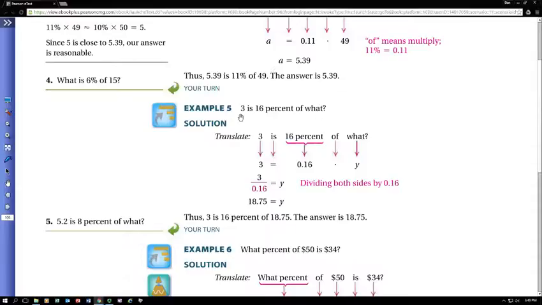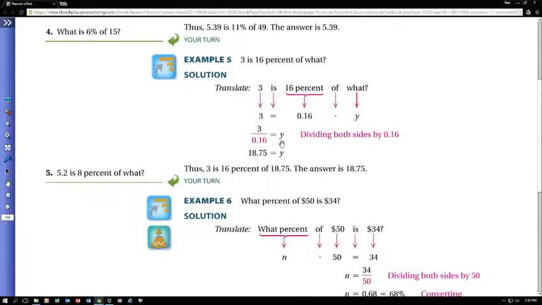Well, what is my variable? Again, I think about that. So I'd say 3 is 16 hundredths of A, or Y in this case they use. Now my equation is written: 3 equals 16 hundredths times Y. Then you solve this equation.